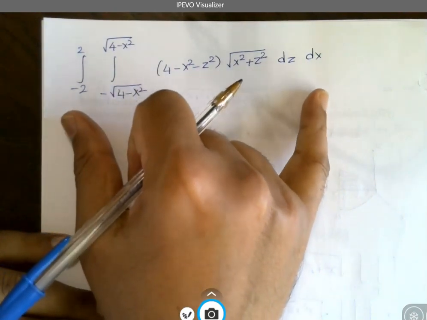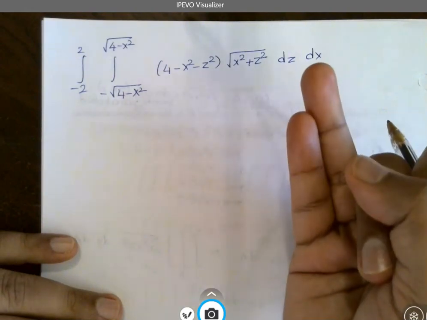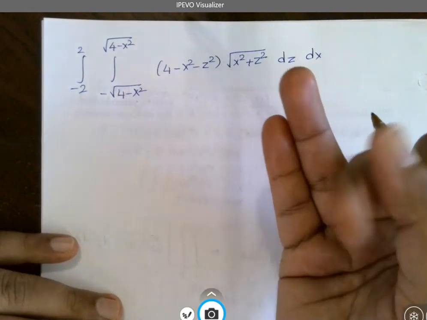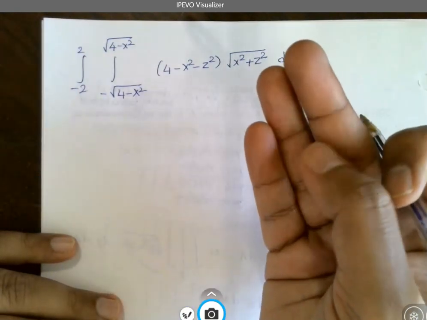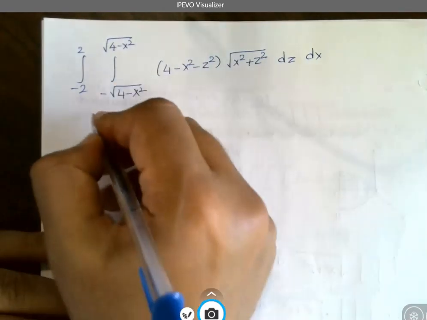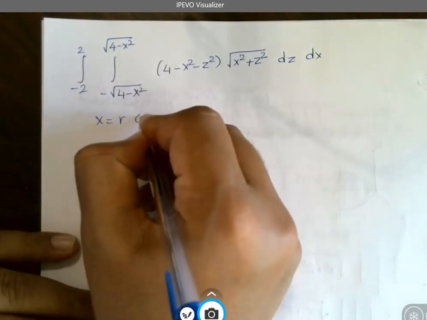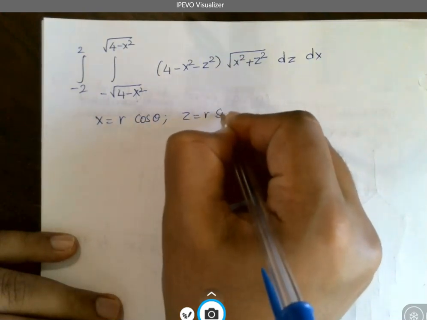Now this would be one heck of an integral to integrate, but remember we are in a double integral, right? Is it a double integral over a rectangular region? No. Is it a double integral over a general region? Yes. But it is difficult. Can I use polar coordinates in the double integral? The answer is yes. So to make it simple, I'm going to say x equals r cosine theta and z equals r sine theta.